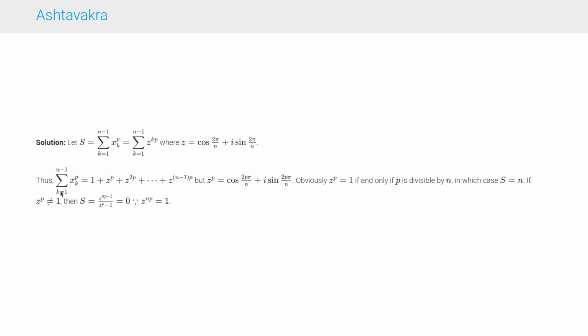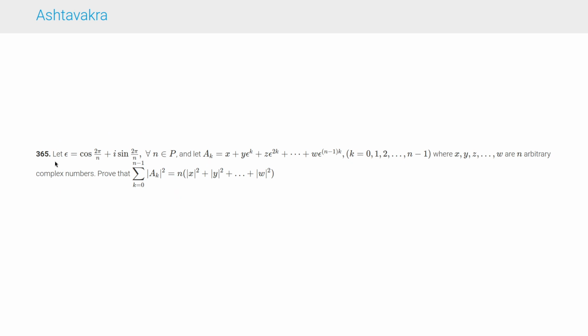Thus, sigma k is equal to 1 to n minus 1 xk to the power p is equal to 1 plus z to the power p plus z to the power 2p and so on up to z to the power (n minus 1) into p. But z to the power p is equal to cos 2p pi by n plus i sin 2p pi by n. So clearly z to the power p is equal to 1 if and only if p is divisible by n, in which case s is equal to n. If z^p is not equal to 1, then s is equal to (z to the power np minus 1) by (z to the power p minus 1) is equal to 0, because z to the power np is equal to 1.